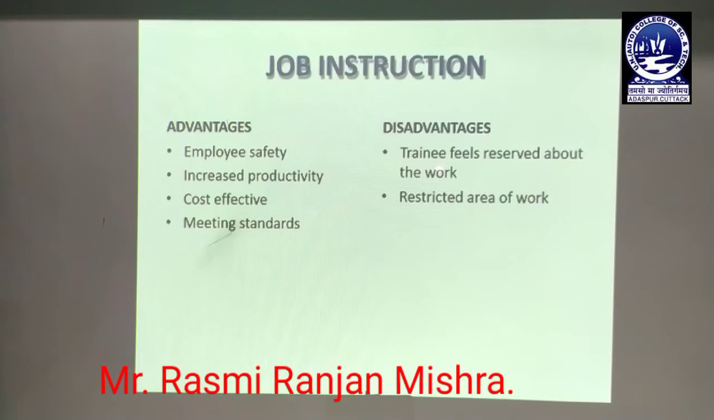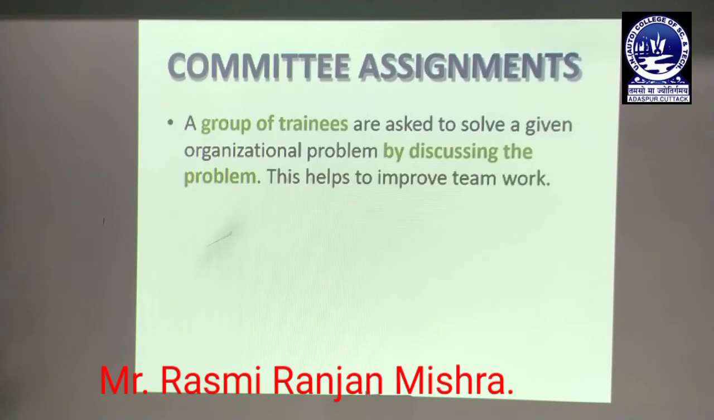But certain demerits are there. The trainee feels reserved about the work, and there are restricted areas of work. So job instruction is not provided in all areas of work. There are certain restrictions in certain areas of work. Then the another one is committee assignment. That means a group of trainees are asked to solve a particular organizational problem by discussing among themselves, and this is known as committee assignment.